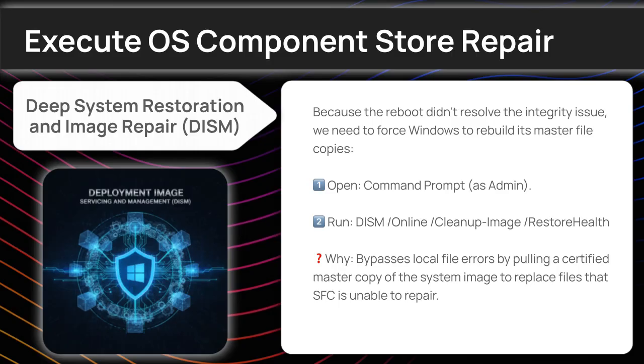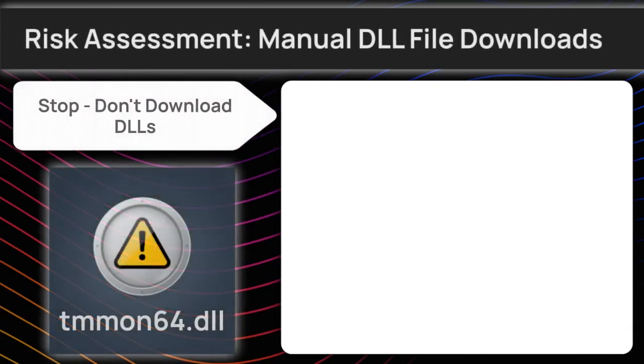Why are we doing this? Well, it bypasses local file errors by pulling a certified master copy of the system image to replace files that SFC is unable to repair. As we finalize the restoration, it's important to observe standard security protocols regarding system files.